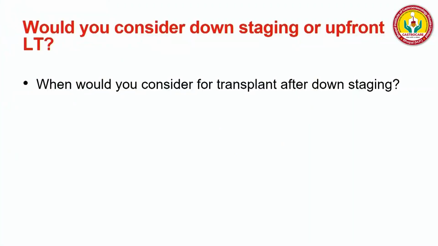Dr. Anand, where would you like to downstage? What would be your endpoint of downstaging and where would you like to transplant? The tumor must become transplantable. That should be the endpoint of downstaging. That means the size should become less than 5 centimeters or so, within the criteria which you follow. Our center follows UCSF, so I would like to be in UCSF.